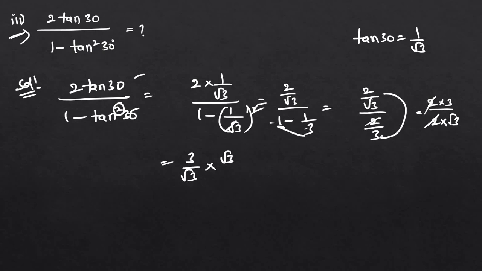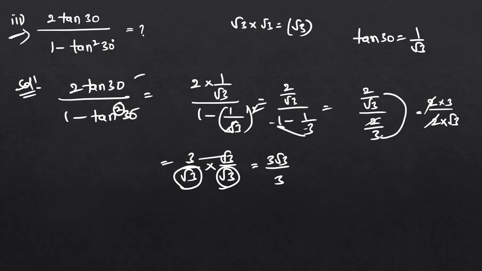We will multiply and divide by root 3. So the numerator will be 3 into root 3, divided by root 3 into root 3, which is equal to 3. Here root 3 into root 3 is equal to root 3 whole square, so the square root will get cancelled and 3 will remain. So here 3 will get cancelled, and root 3 is the answer.